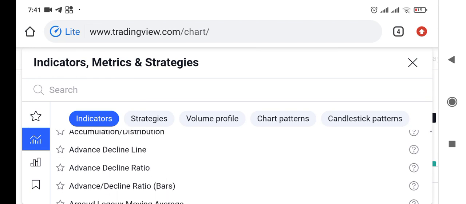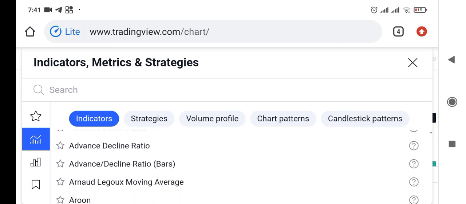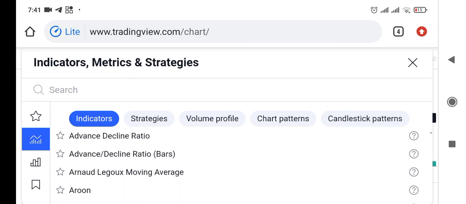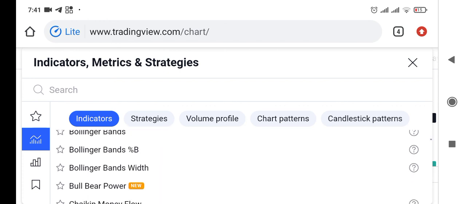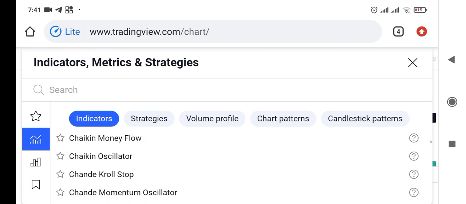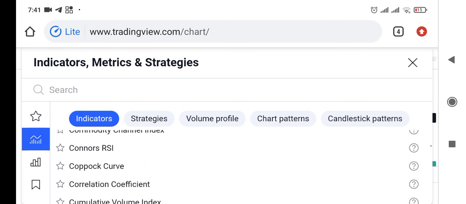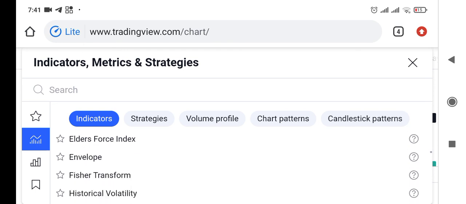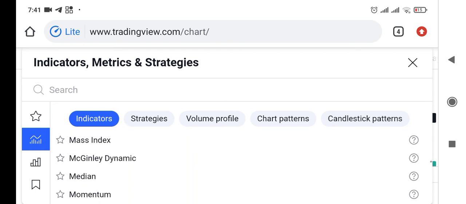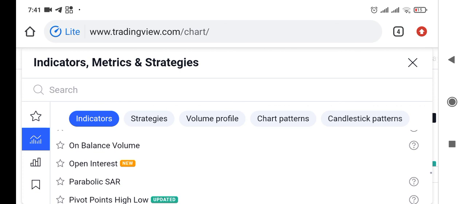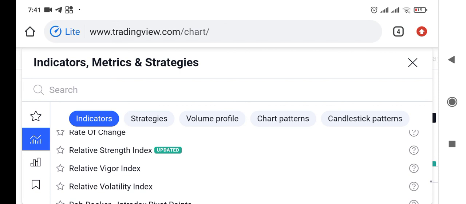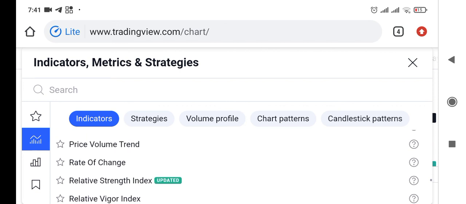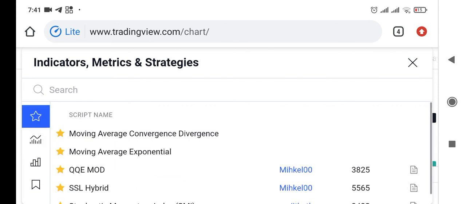We have accumulation distribution, advance decline line. See, so many of them. Awesome oscillator, Bollinger Bands, so many names. We wouldn't finish if we went through so many of them, and I have tested quite a few of them, and there are the ones I love, the ones with the star.